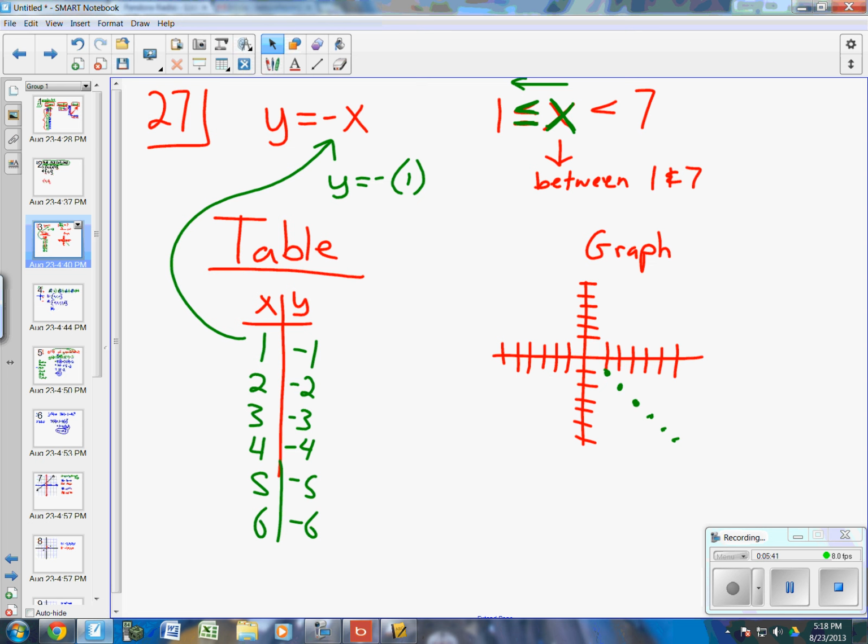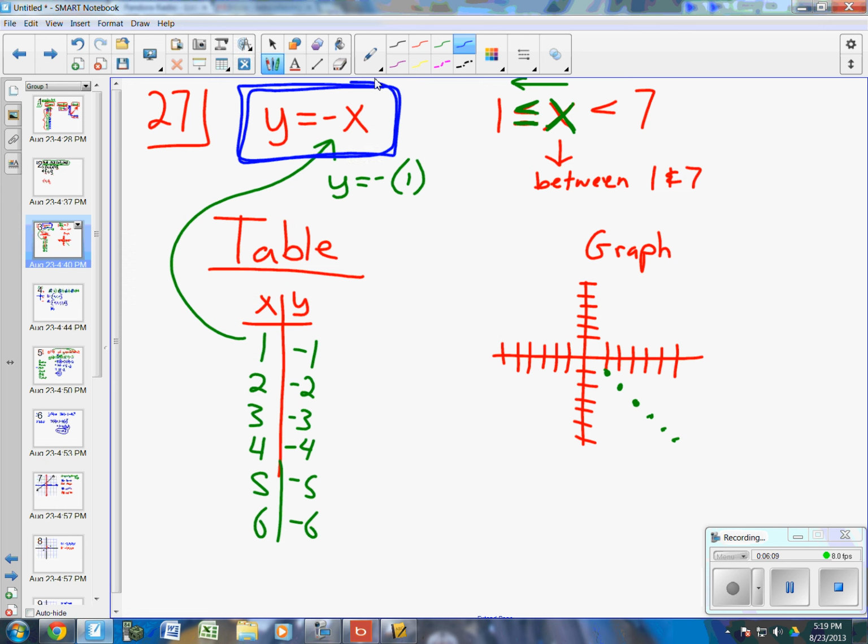27. Okay, 27 says given that x is an integer. Once again, x is a whole number, an integer. State the relation representing each equation by making a table of values, then graph the ordered pairs of the relation. Well, it gives me two pieces of information. First of all, right up here, it gives me the equation y equals -x. Then it also tells me that 1 is less than or equal to x is less than 7. All that is saying is that x is a number between 1 and 7.